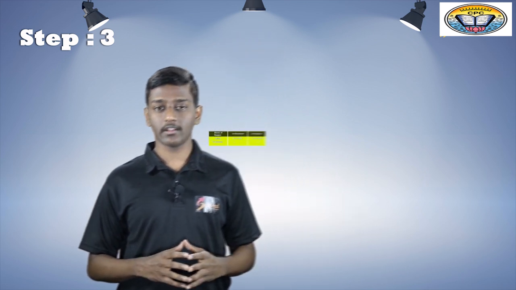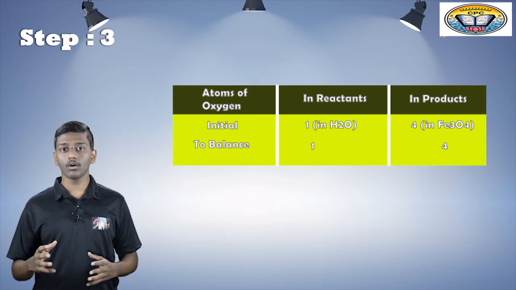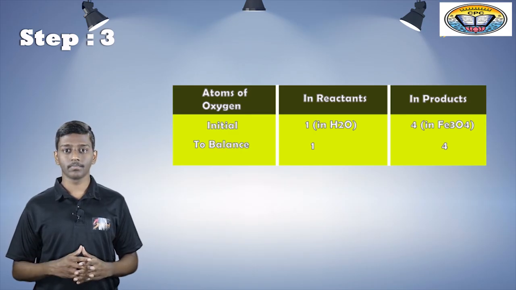Step 3. Now let us start balancing the equation. It is preferred to choose the element or the compound which has more number of atoms in it. The compound may be in the reactant or the product side. And in that compound we choose the element which has more number of atoms. In this example, we take Fe3O4 as the compound and oxygen as the element.